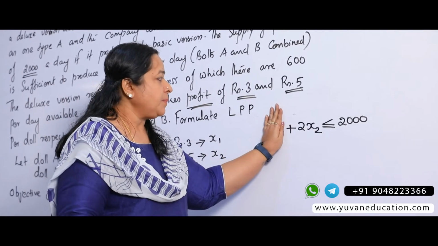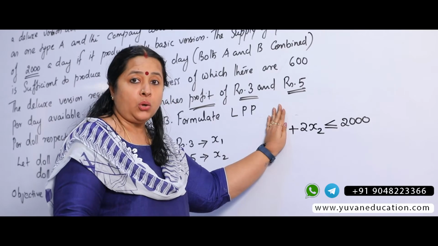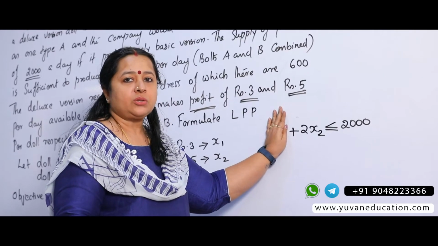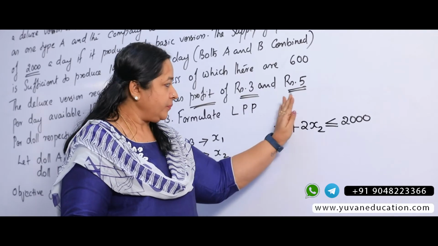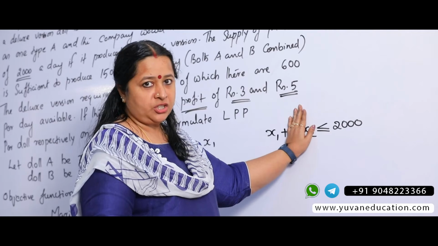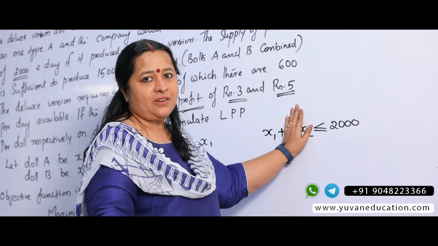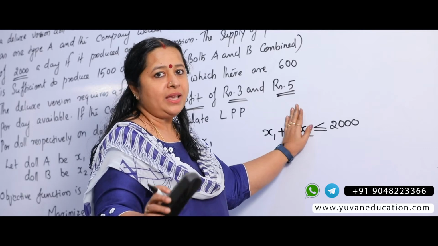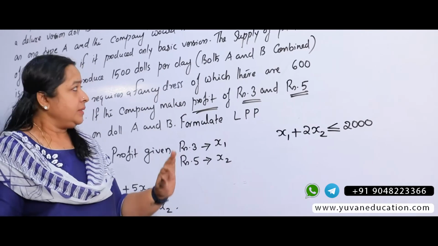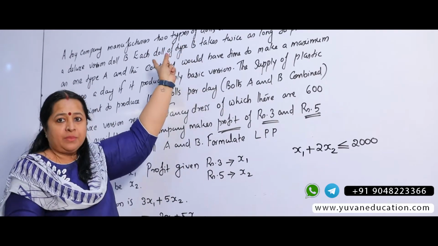See, suppose the company is manufacturing only x2 dolls. 2x2 is equal to 2000, so x2 is equal to 1000. If the company is manufacturing only the basic version, x1 is equal to 2000. The company can manufacture 2000 if only the basic version. Okay, this is the first constraint. That is, we are developing one equation from this time constraint.